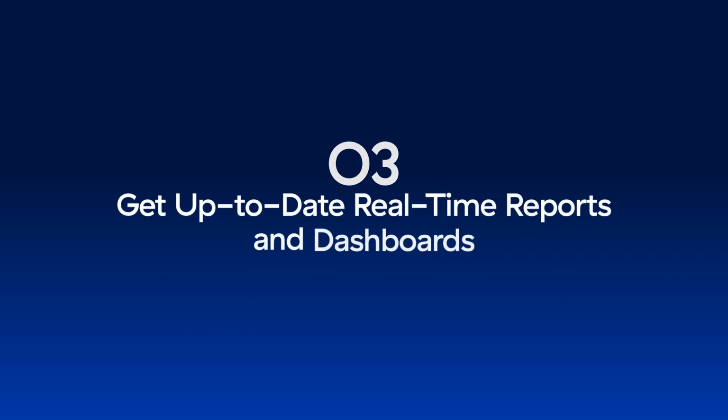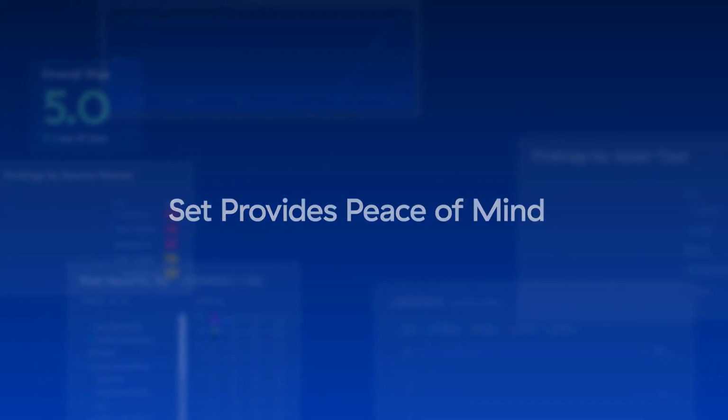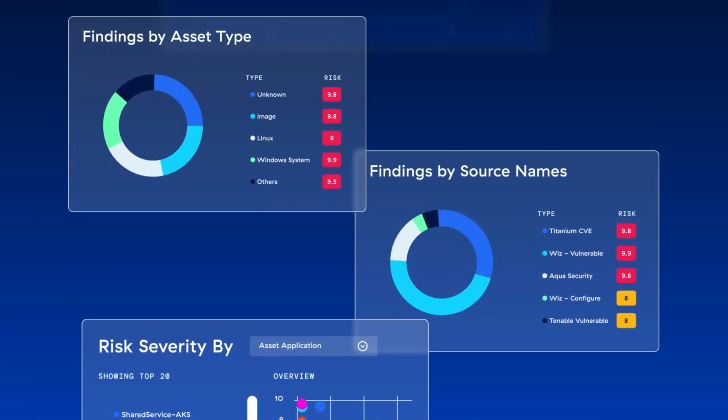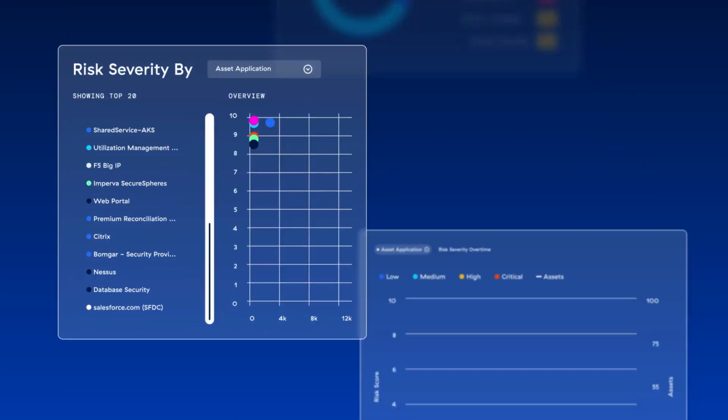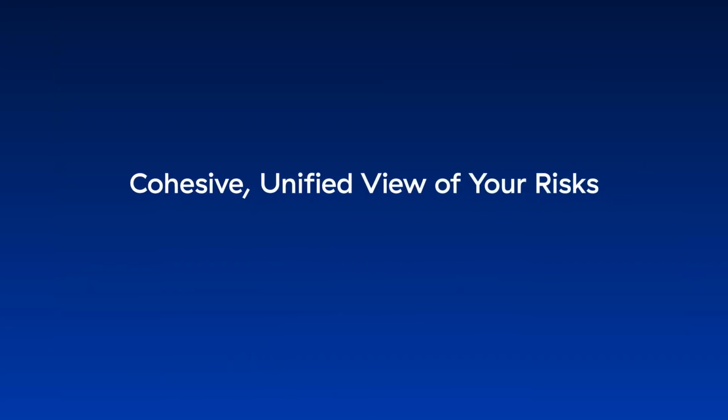3. Get up-to-date real-time reports and dashboards. Zscaler Unified Vulnerability Management offers dynamic insights into your risk posture, KPIs, SLAs, and other metrics in one correlated, context-rich dataset. Ultimately, Zscaler Unified Vulnerability Management gives you a cohesive, unified view of your risks.